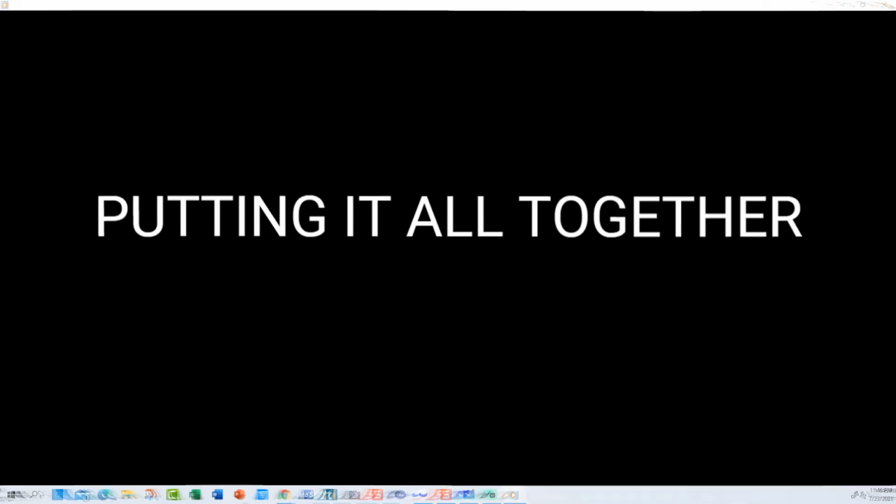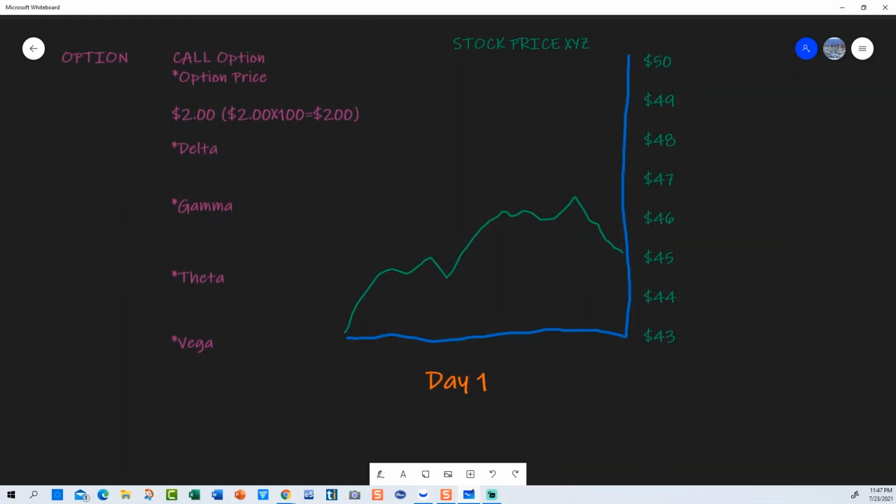So now let's put this all together. Let's look at stock price XYZ. It's currently trading on the NASDAQ at $45 a share. I decide I want to buy options because 45 is too steep for me. So I find a strike price that I'm happy with, I find a date that I'm comfortable with, and I find a price of $2 per contract. Each contract represents 100 shares, so $2 times 100 is $200. So the option that I chose will cost me $200.